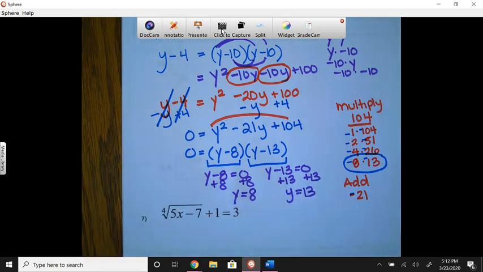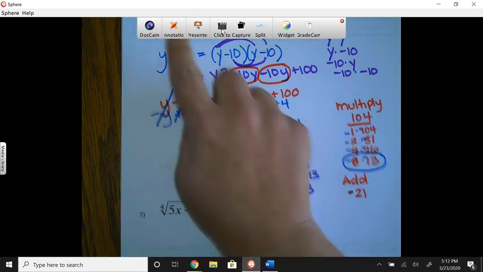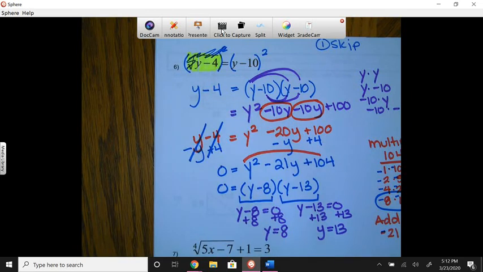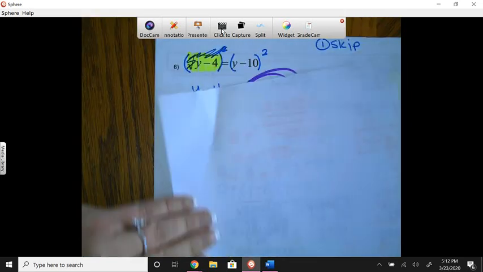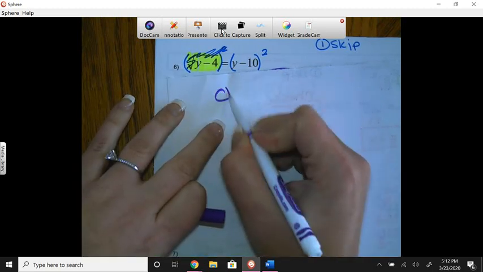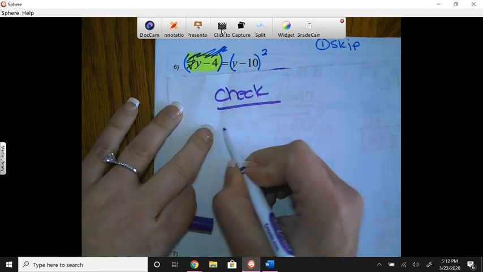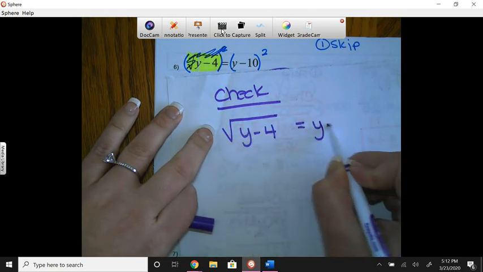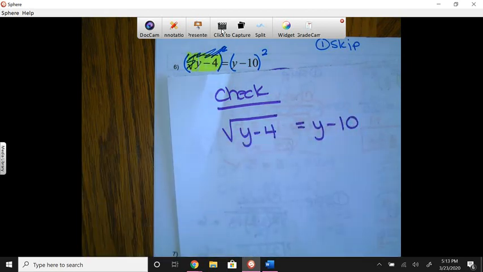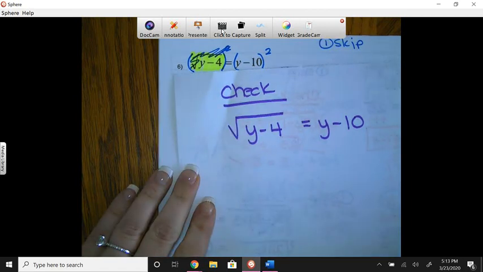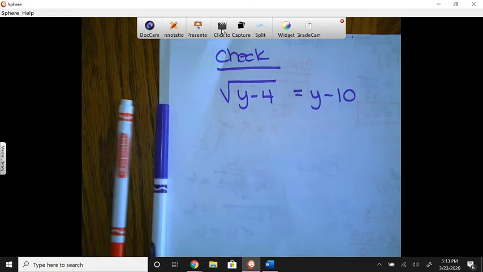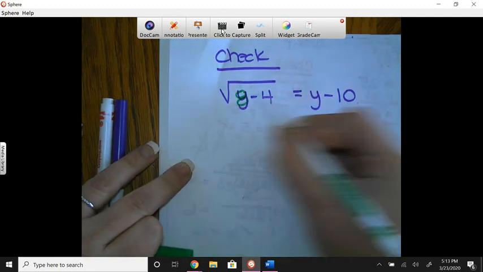So before we box our answers, we have to check. Again, it is not optional. We have to check because this problem has an even index in it. So if we go back to the original problem, I'm going to go ahead and begin with checking the 8. So I'm going to put 8 here and here.